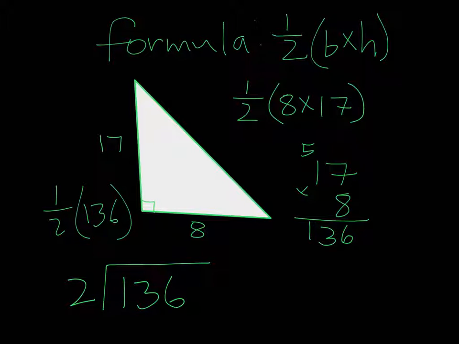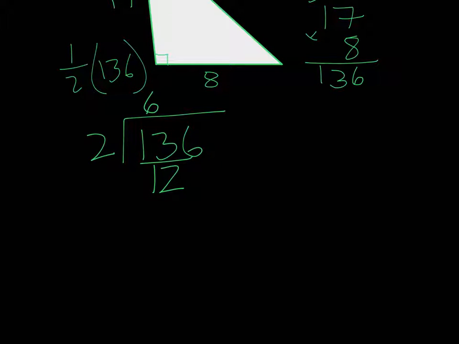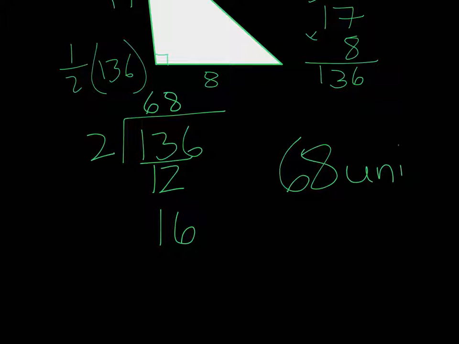2 goes into 13 6 times, and you're left with 12. So subtract, and you get 16 divided by 2. 2 goes into 16 8 times. So what you're left with here is 68 units squared. And we're all done.